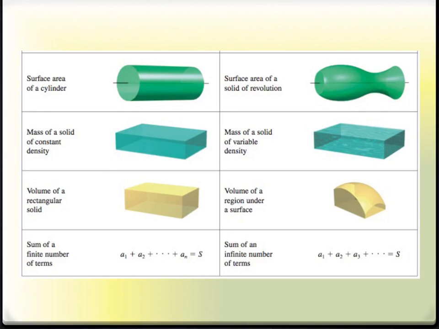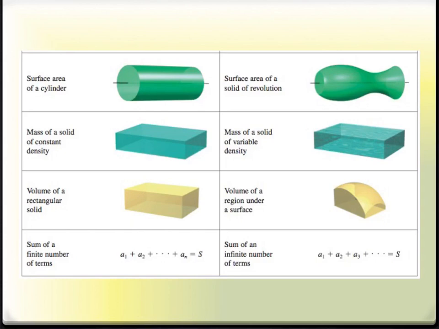With pre-calculus, you can find the mass. So mass and weight aren't exactly the same, but they're similar, right? The mass of a solid of constant density, right? It's consistently the same denseness throughout. But with calculus, we're actually able to do that with a variable density. So portions of the object actually are heavier than other portions.